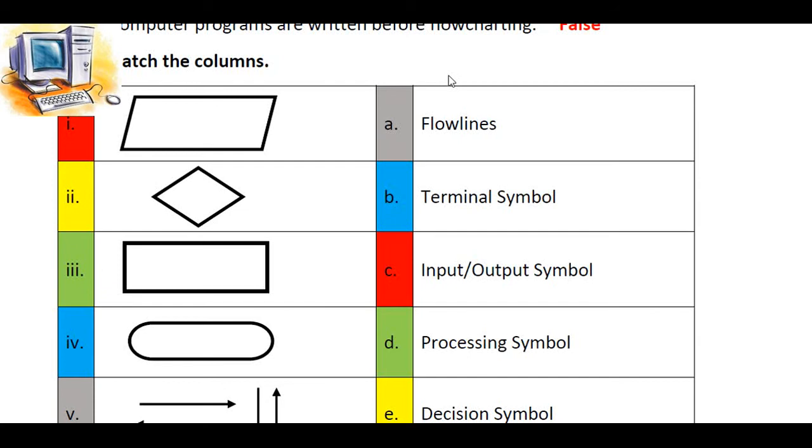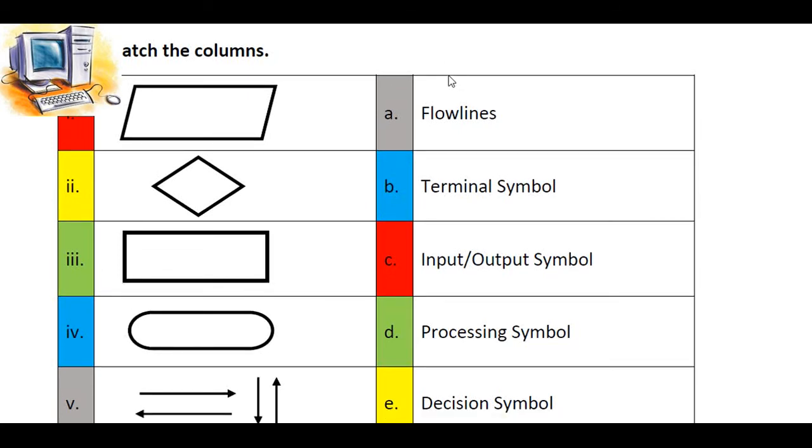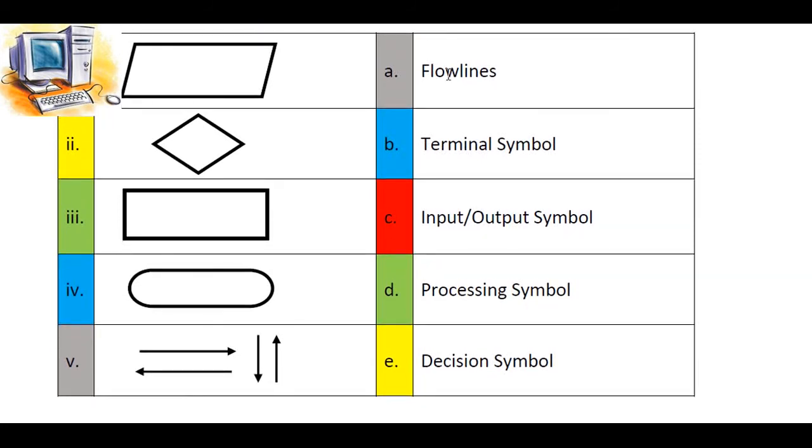So the correct matching column is C and both are highlighted with red color. So the first one is input output symbol. Second is a diamond symbol or decision making symbol. So the correct option is E and both are highlighted with yellow color. Third one is rectangle, which is also called processing symbol. So the correct option in the next column is option D and both are highlighted with a green color.